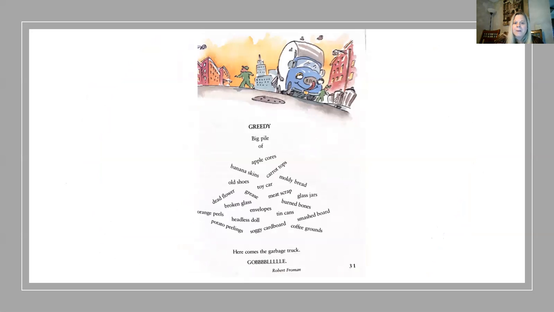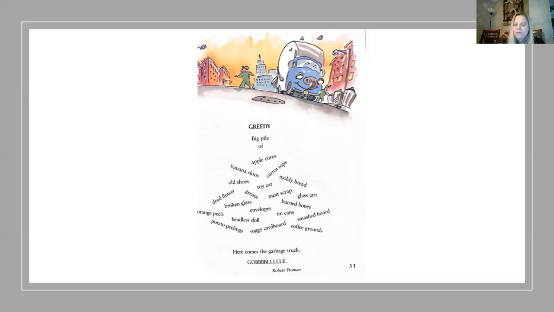Greedy. Big pile of apple cores, banana skins, carrot tops, old shoes, toy car, moldy bread, dead flour, grease, meat scraps, glass jars, broken glass, envelopes, burned bones, orange peels, headless doll, tin cans, potato peelings, soggy cardboard, smashed boards, coffee grounds. Here comes the garbage truck.